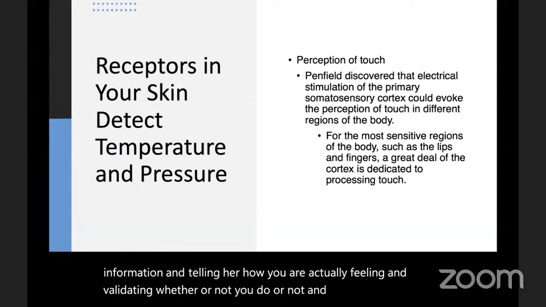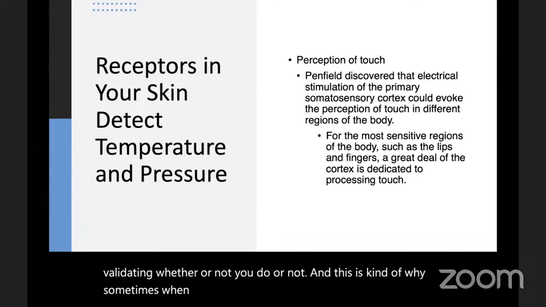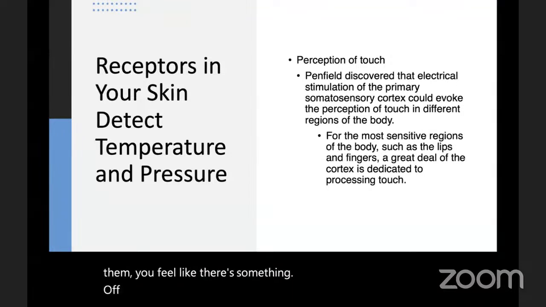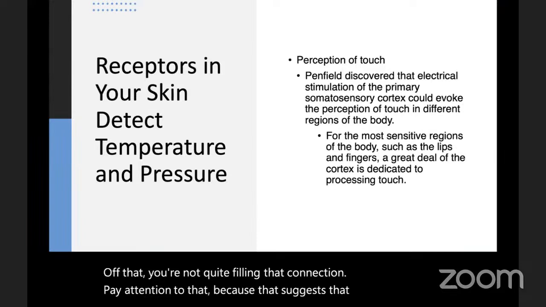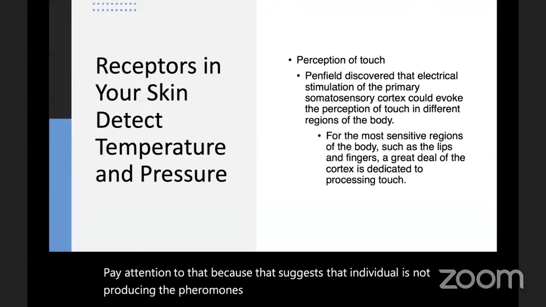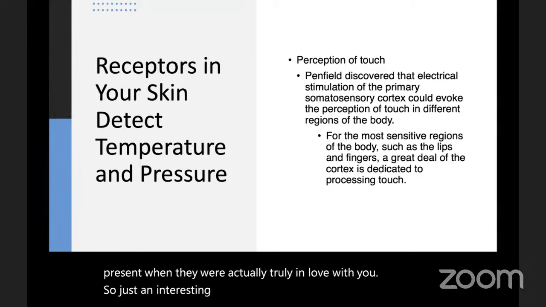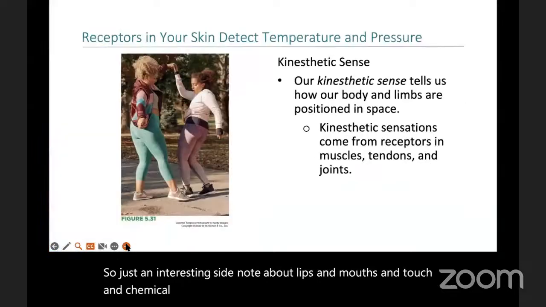And this is kind of why sometimes in an intimate relationship the person says they love you all the time, but when you kiss them, you feel like there's something off, that you're not quite feeling that connection. Pay attention to that, because that suggests that individual is not producing the pheromones and the oxytocin that once were present when they were truly in love with you. So just an interesting side note about lips and mouths and touch and chemical transmissions, okay?